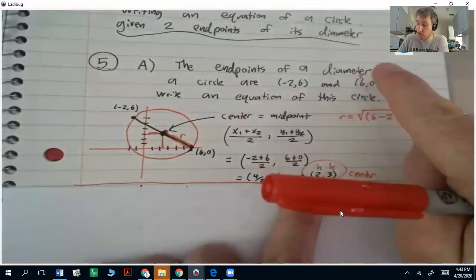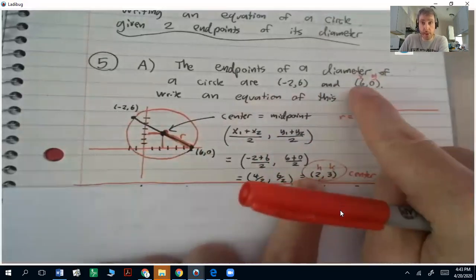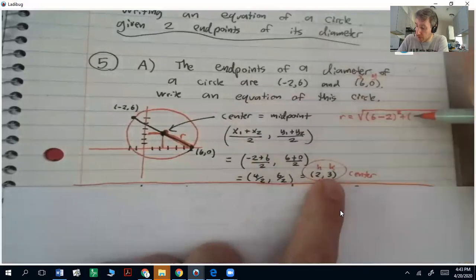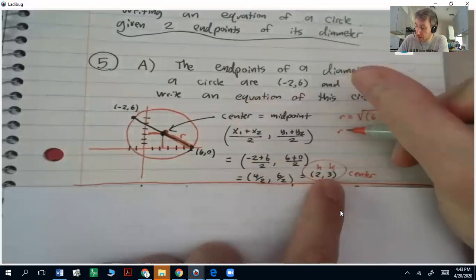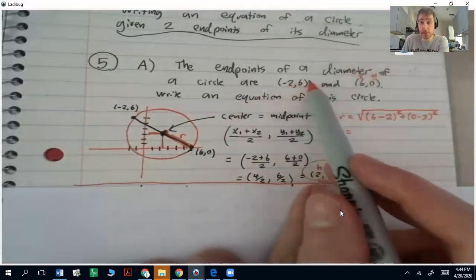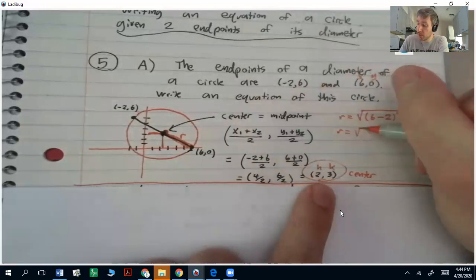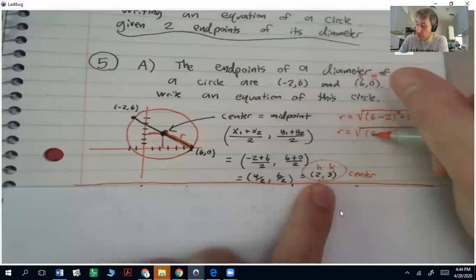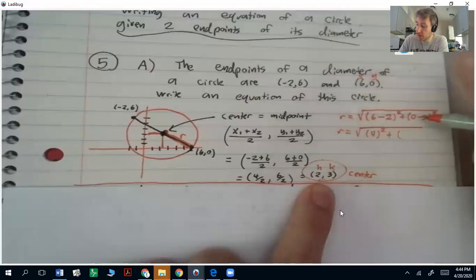I don't need the distance between these two because that's going to be my diameter. I want the distance between one of the points and the center. So I'm going to pick this (6, 0): 6 minus 2 squared, and then 0 minus 3 squared. That radius could have been gotten also using the (-2, 6). It would give you the same exact thing. So that's the square root of 6 minus 2 is 4, so 4 squared plus 0 minus 3 is -3 squared.